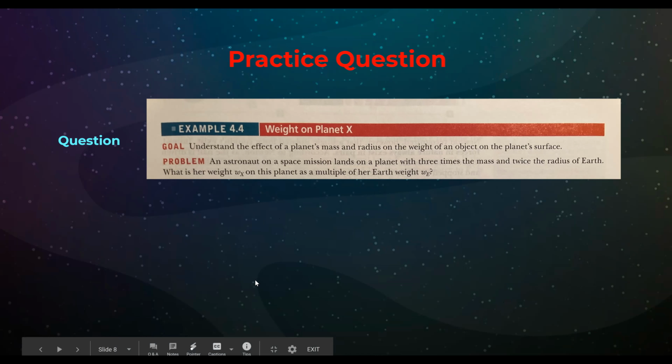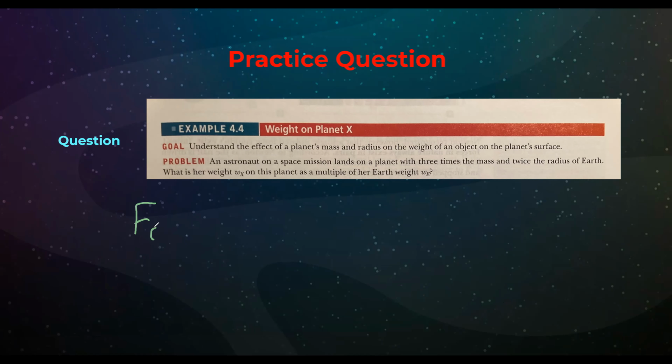All right, so let me just draw this out. Brian said F_g equals big G times m1, m2 all over r squared. Now, since an astronaut on a space mission lands on a planet with 3 times the mass and twice the radius of the Earth, right?